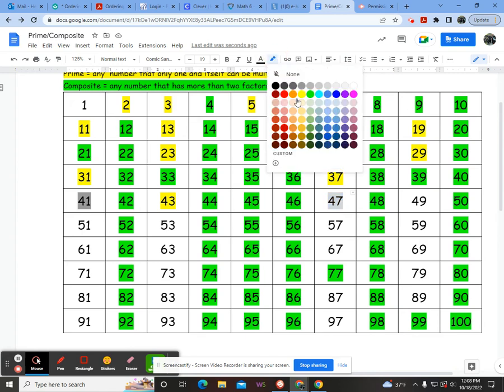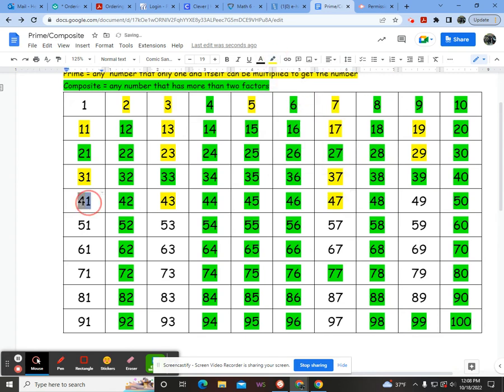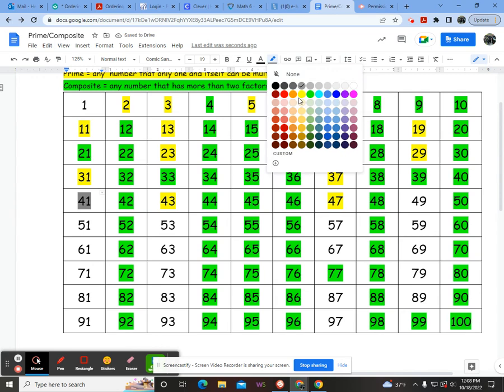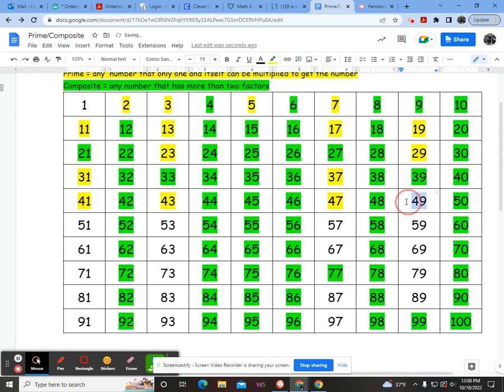It is prime. I gotta go change my 41. For some reason, I'm sticking with gray. 49. Composite. Yes, some of you were very quick with that. Why? What do you know goes into it? 7. Yes, that's just one we should automatically know. So 49 is composite because 7 goes into it.